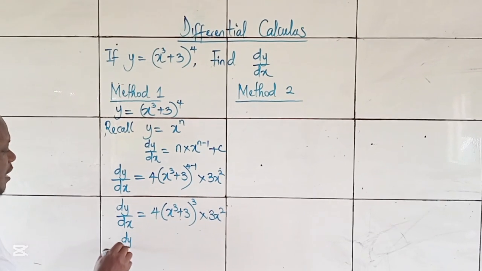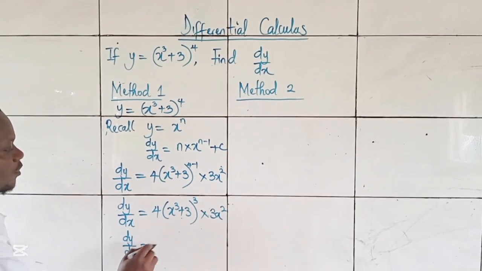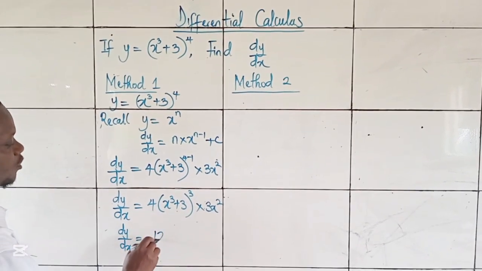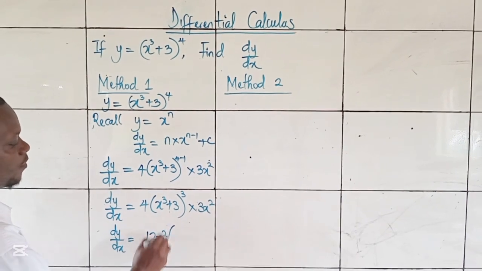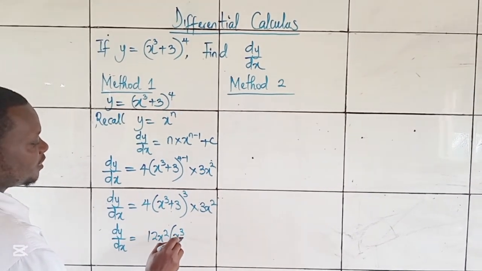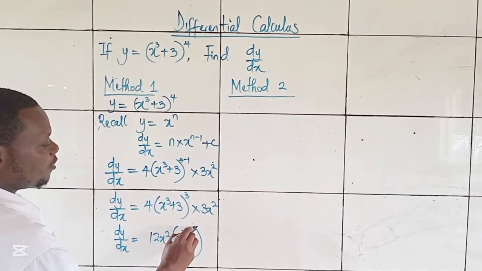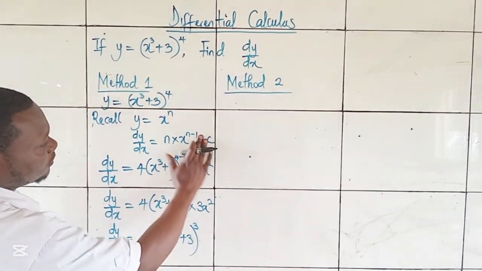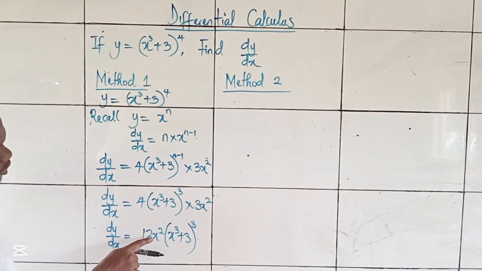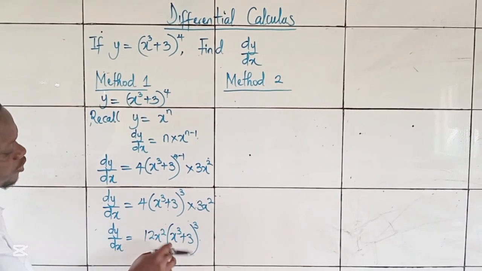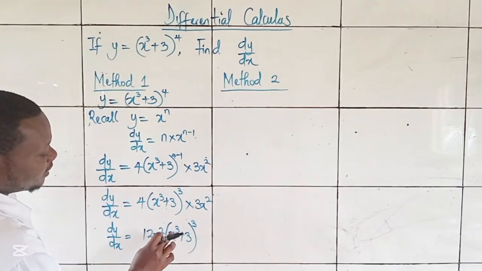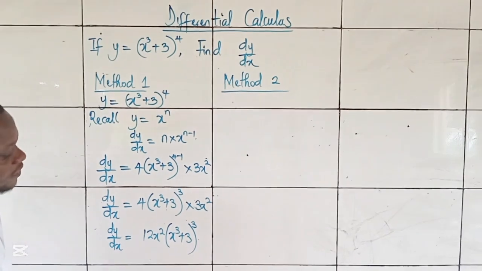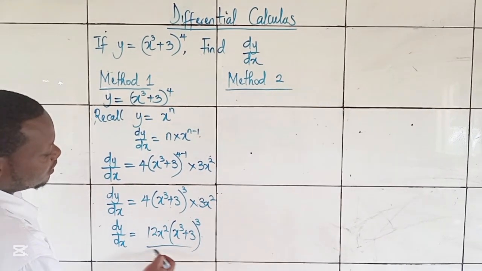So we have dy/dx equals 4 times 3x, which gives us 12x^2, times the bracket (x^3 + 3)^3. So dy/dx equals 12x^2(x^3 + 3)^3, and that's the answer.